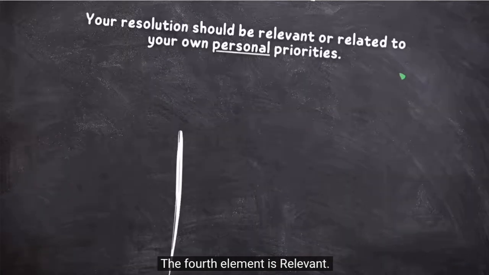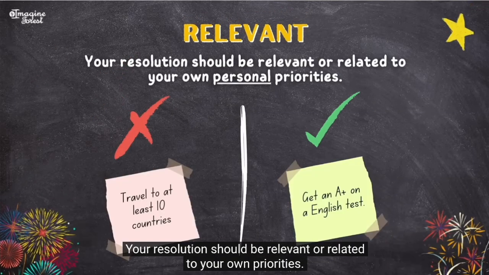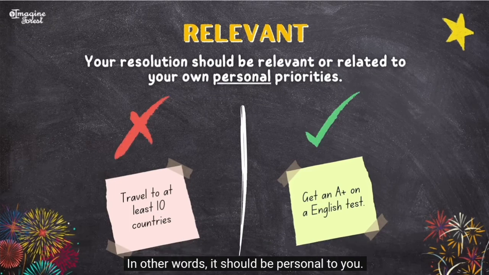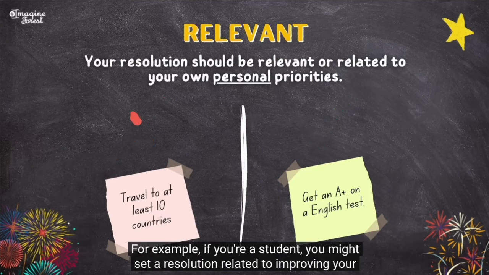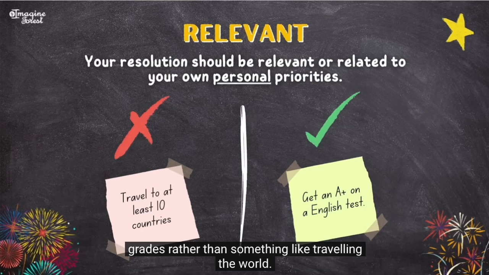The fourth element is relevant. Your resolution should be relevant or related to your own priorities. In other words, it should be personal to you. For example, if you're a student, you might set a resolution related to improving your grades rather than something like traveling the world.